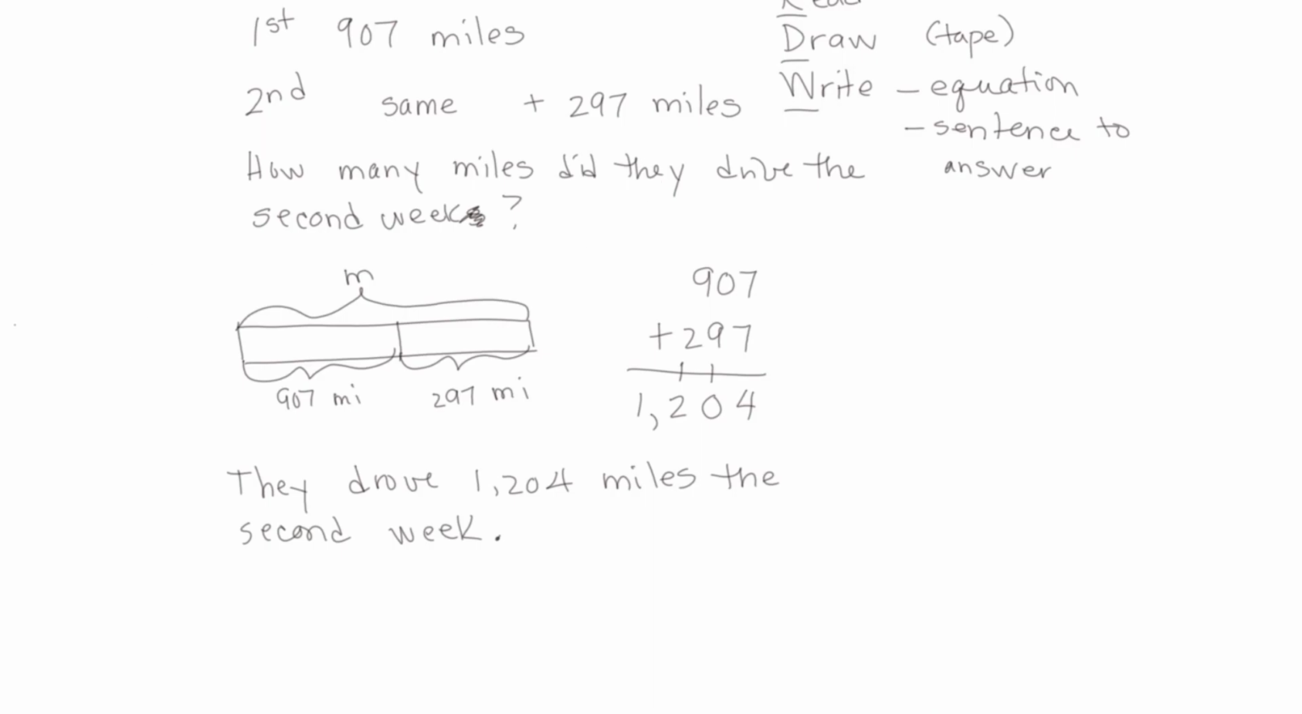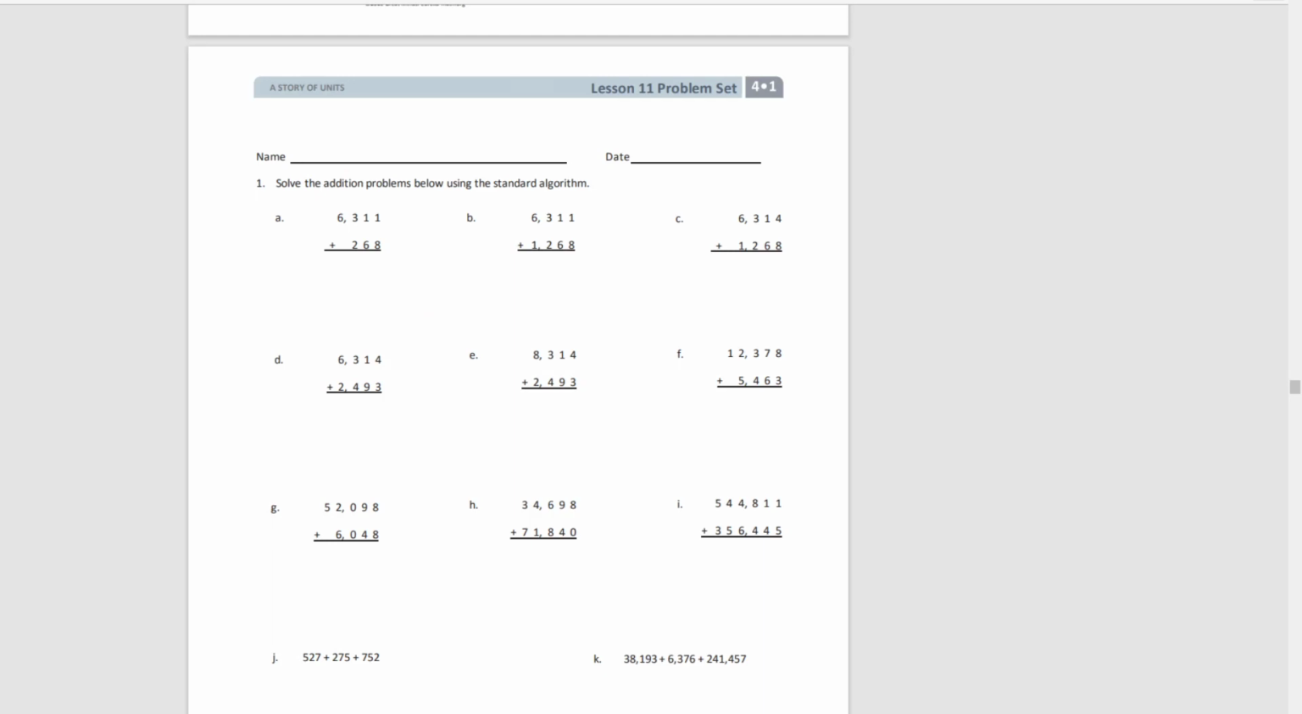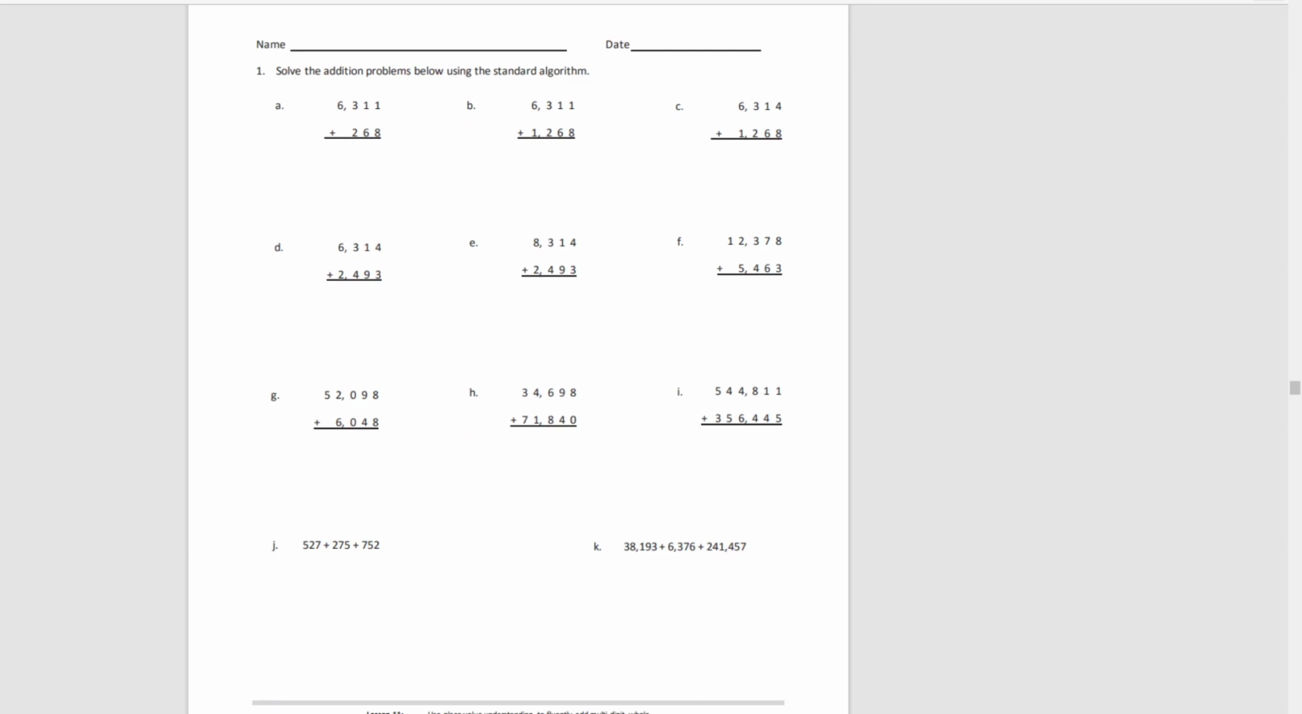So let's practice some with a lesson 11 problem set. So here's a series of problems, and it says to use the standard algorithm. Again, if you can't reliably use the standard algorithm and you need to draw a place value chart, you can do that. But the 4th grade standard is to be able to solve addition and subtraction problems using the standard algorithm. So pause the video and try A.